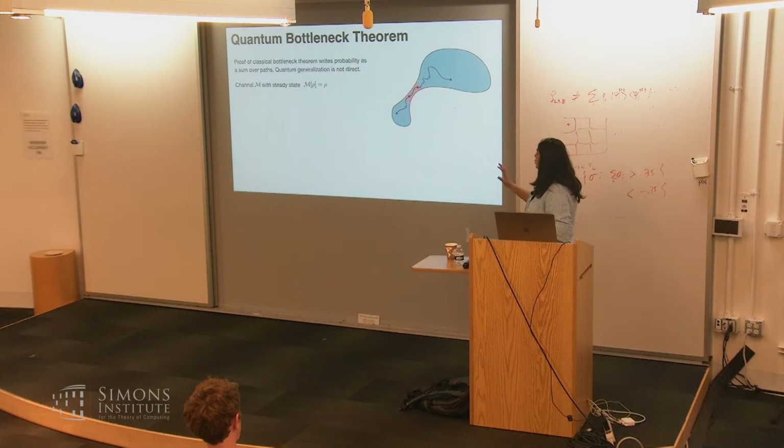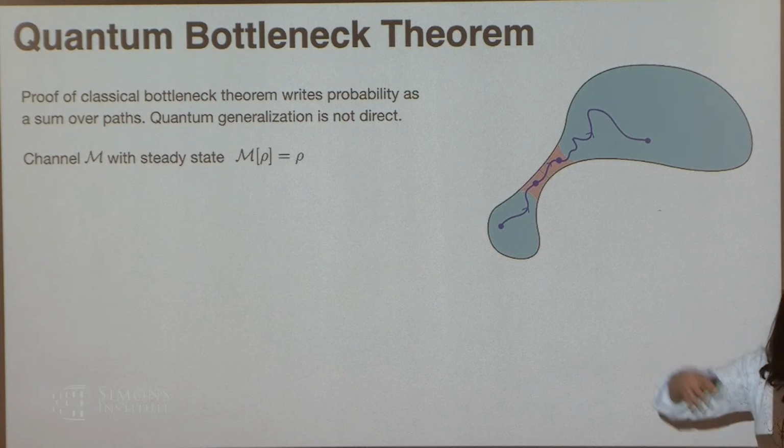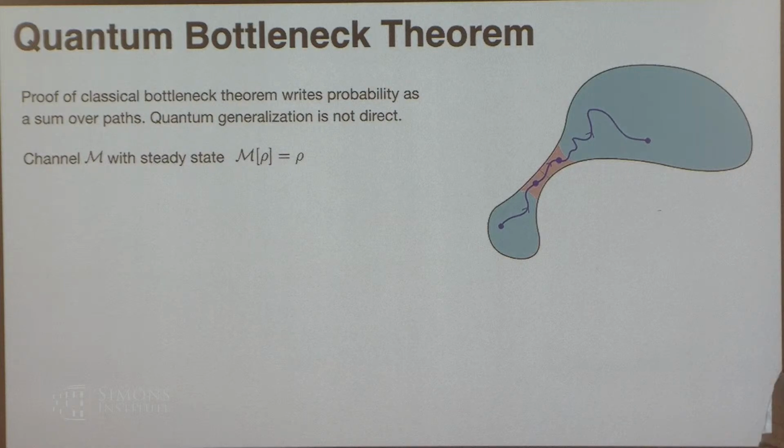Good. So now we want to do a quantum bottleneck theorem, and this is something that we proved. The proof of the classical bottleneck theorem writes the probability to leave this region A as a sum over paths, and the quantum generalization turned out to be pretty straightforward, but not immediate, because you're not just summing probabilities. You now have to care about interference effects and so on. But the setup is that you have some channel, and that channel has some steady state rho. Again this could be a channel that prepares a Gibbs state for you, but it's quite general.